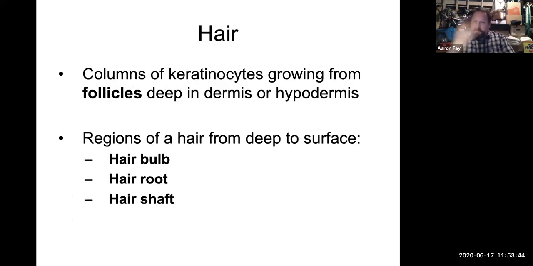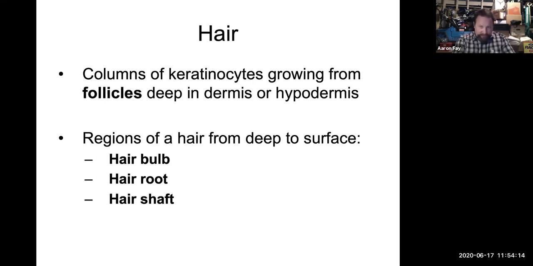Okay, let's move on and talk about hair. Hair in the integument is also formed by keratinocytes being crushed together. Here, you're going to have a structure made of epithelial tissue called a follicle. Follicles are made of epithelial tissue, but they're located in the regions of the dermis or the hypodermis. So we have three distinct regions of a hair follicle: a hair bulb, a hair root, and a hair shaft.